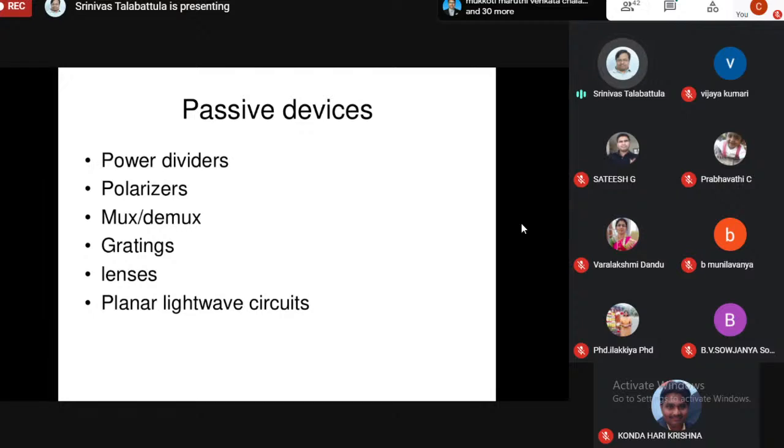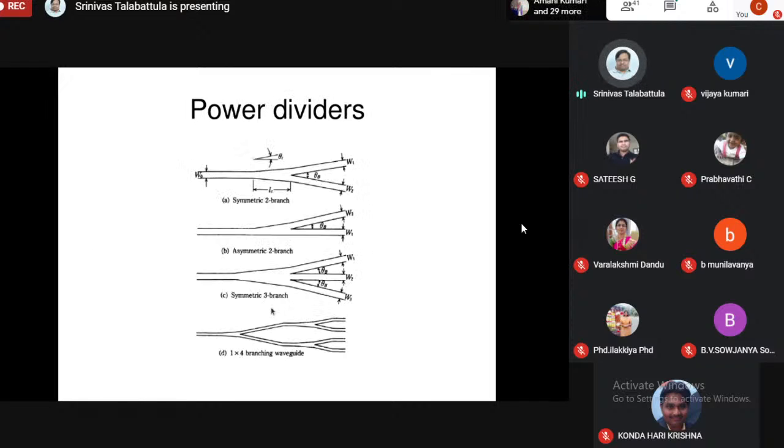Let us forget about mathematics for the time being. These are all the various passive devices that you will need in the neural networks and photonic devices applications. You have power dividers, you have polarizers, gratings I have shown already, lenses you can make. Generally, people call them planar lightwave circuits. So these are how the power dividers look like.